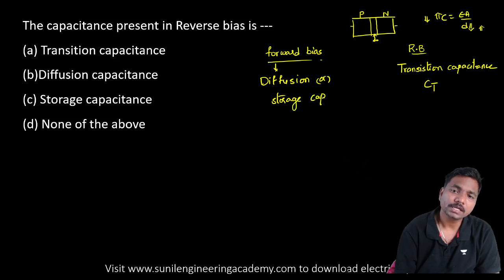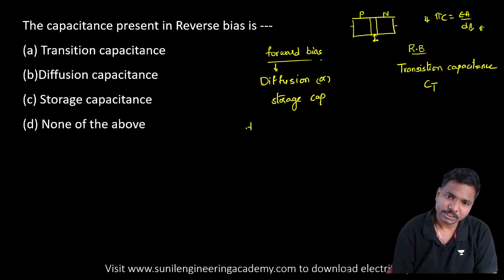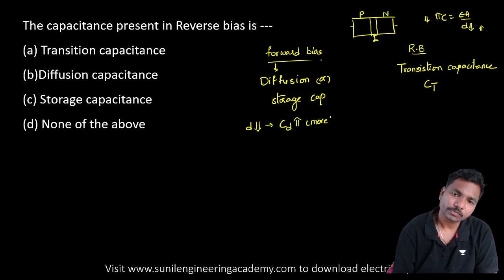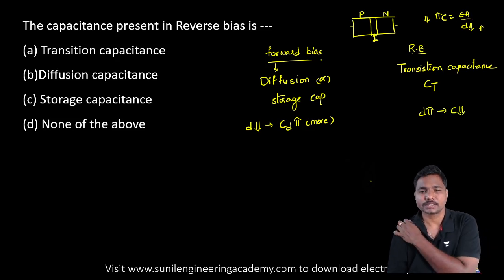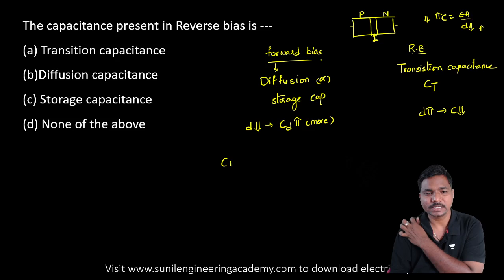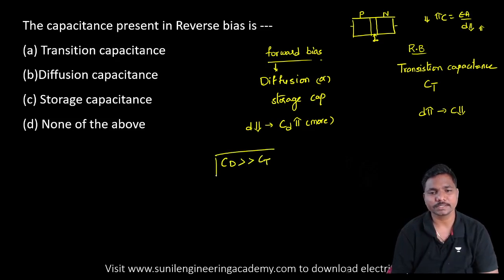Diffusion capacitance or storage capacitance. In the forward bias, the distance between those is less, so capacitance is more. Here, the distance between those two is higher, so the capacitance is less. So here you can say CD is much greater than CT. This is a very important one, guys.